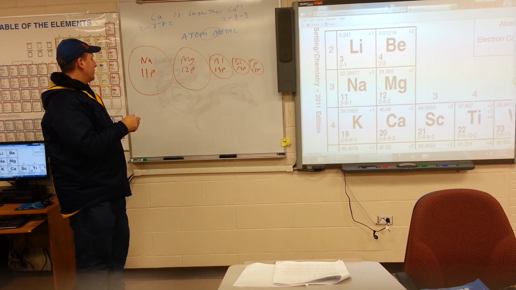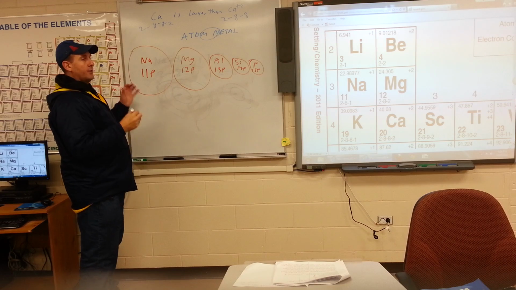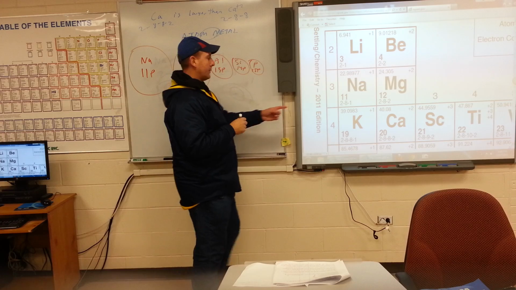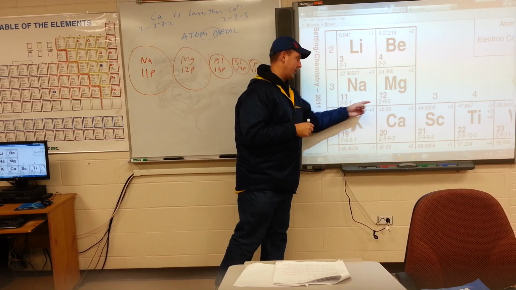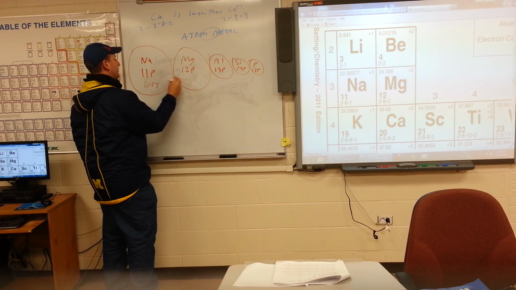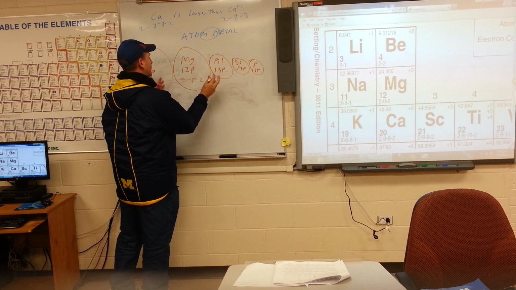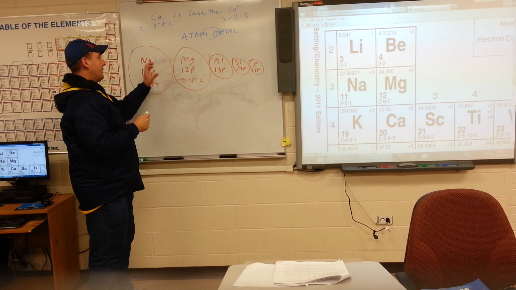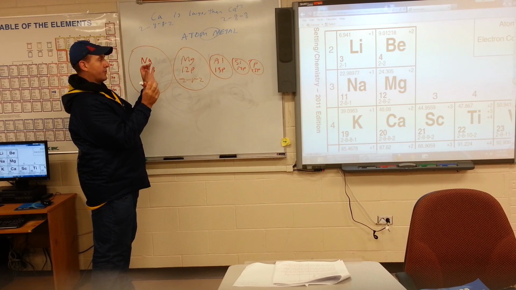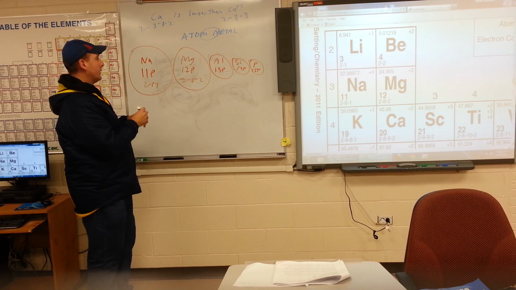Why? Because the more protons you get, it sucks in those electrons closer to the nucleus, making the radius smaller. Right? The number of shells is not changing. 3 shells, 3 shells. These all have 3 shells. Right? 2, 8, 1, 2, 8, 2, and so on. The number of shells is staying the same. But as you add another proton into the nucleus, those positive protons suck in those negative electrons from the outside, making the radius smaller.